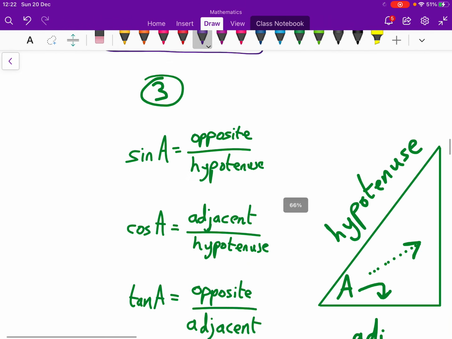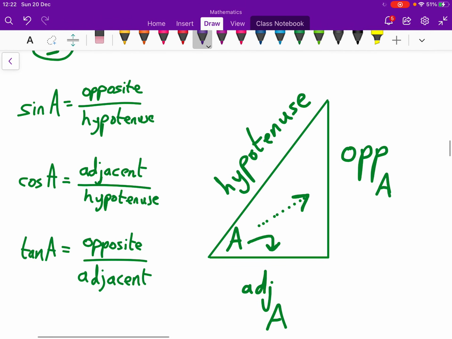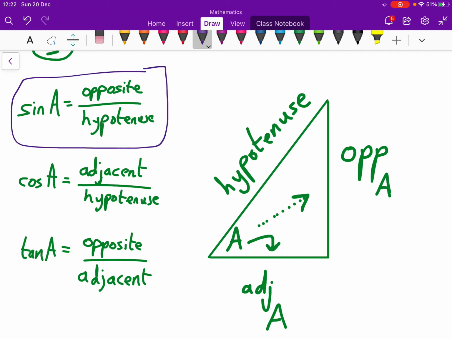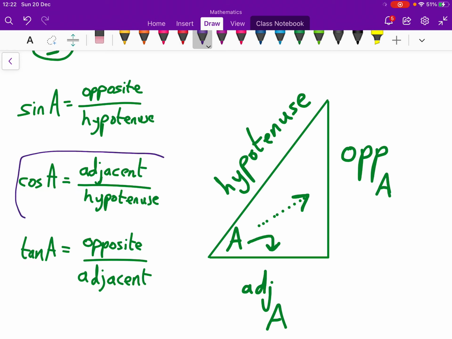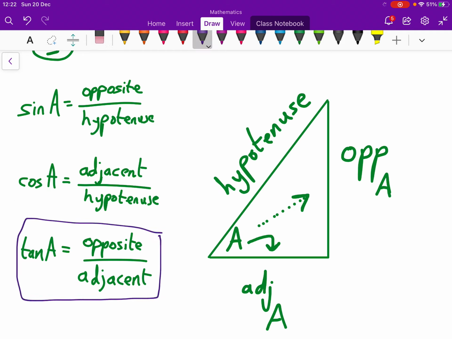Okay, so these are the formal definitions. We kind of mentioned them a second ago. Sine of the angle A is just the length of the opposite divided by the length of the hypotenuse. So it's just one length divided by another. The same goes for cos. This time you're dividing the adjacent by the hypotenuse to get what we call cos of A. And the last one, take the opposite length divided by the adjacent length and you get tan of A.